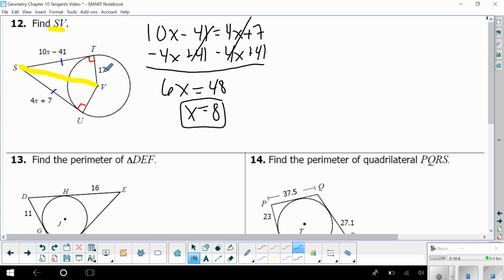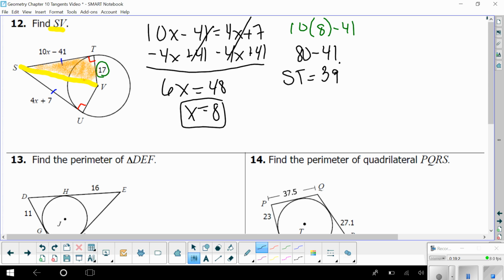Because of this right here, I have information for this triangle right here. So I might as well figure out what this length is. So I'm going to plug that into there. So 10 times 8 minus the 41. So I get 80 minus 41, which is 39. ST equals 39. So this right here is 39.